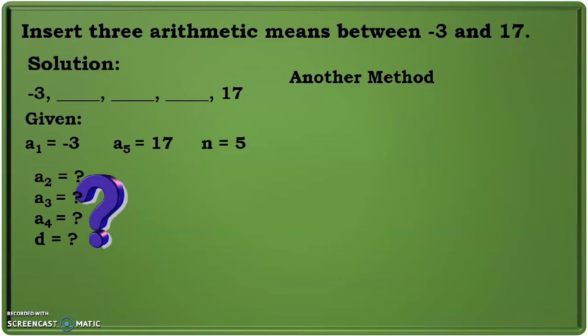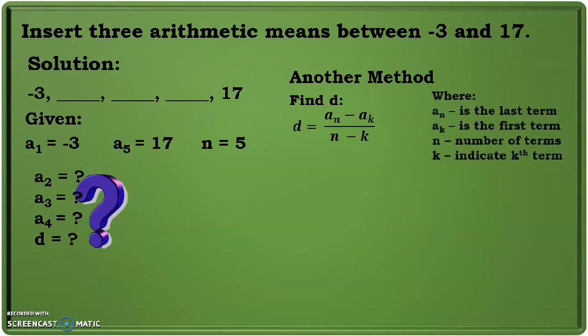Okay, this is another way of inserting arithmetic means. So first, find D. And to find D, let us use this formula. D is equal to a sub n minus a sub k all over n minus k, where a sub n is the last term, a sub k is the first term given, and n is the number of terms, k indicates the kth term.